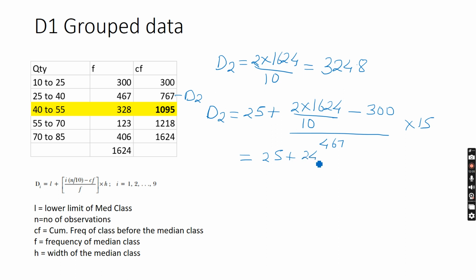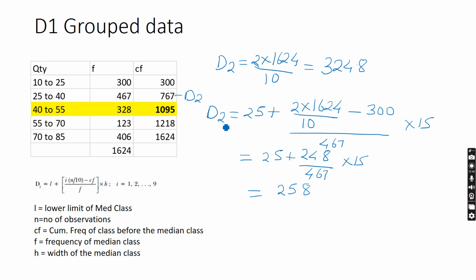If I solve this, I get 324.8 minus 300, that is 24.8, divided by 467, into 15. So when I go ahead, my actual calculation comes up to 25.8. Let me confirm. 24.8 divided by 467 is 0.053. 0.053 into 15 is 0.8. So 25 plus 0.8 is 25.8.